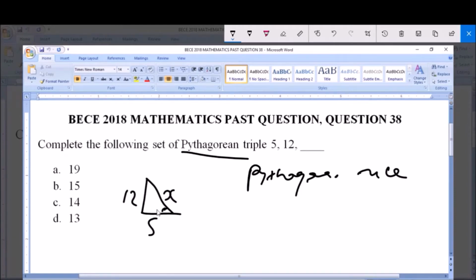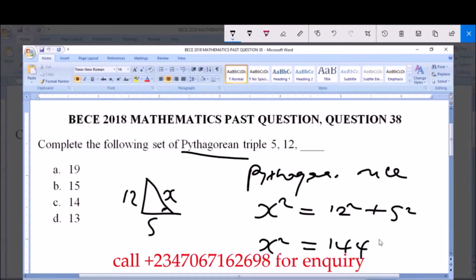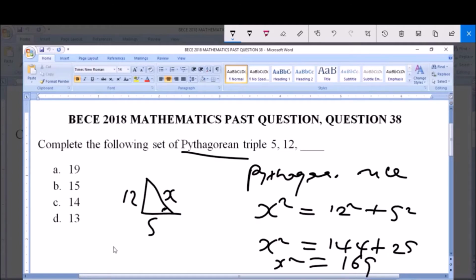Now we have 12, 5 and x, and like we know, this x here represents the hypotenuse. So therefore, applying the Pythagoras rule, we say x squared is equal to 12 squared plus 5 squared. So x squared is equal to 144 plus 25, and this is equal to 169. Now to find x, we simply take the square root of both sides, and then x is equal to the square root of 169, which is 13. So x is equal to 13.